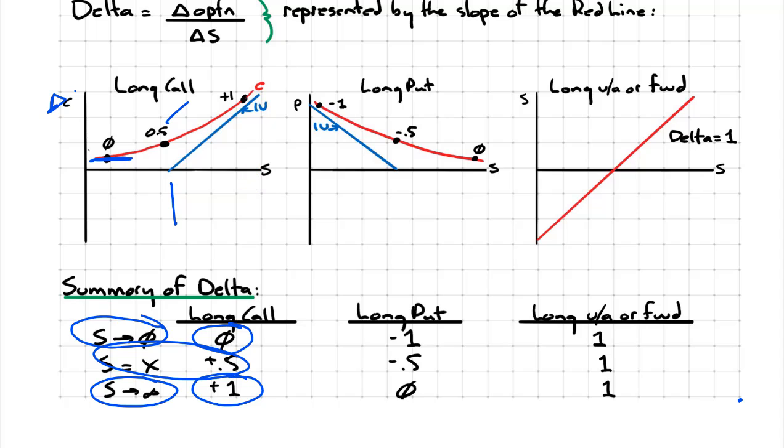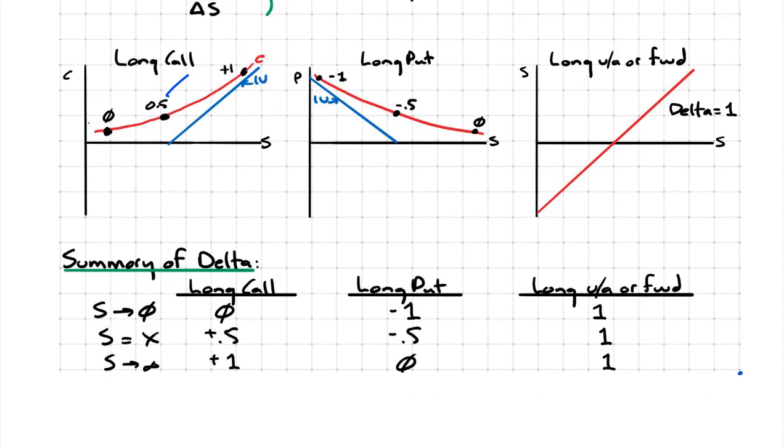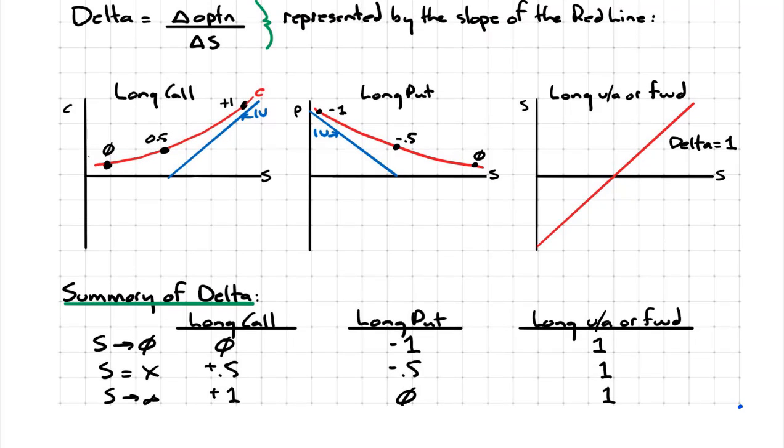And let's just quickly do the same analysis for the long put position. Again, the value of the long put position is represented by the red line. The blue line represents intrinsic value, which is the payoff if you exercise right now. But if we take into account the fact that options also have time value, that's why you see that the red line is above that blue line, indicating that the value of the option is more than just its intrinsic value. It's also got time value.